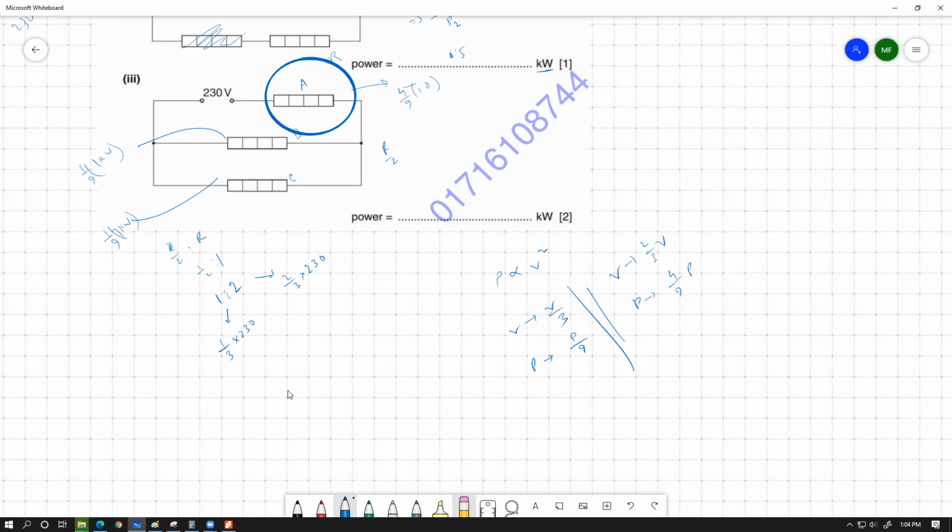So now we add all of these values, 1/9 plus 1/9 plus 4/9, times 1.0 kilowatt, and calculate how much you get. This would be, I think, 6/9 of 1.0 kilowatt. So that gives you how much? 0.67 kilowatt.